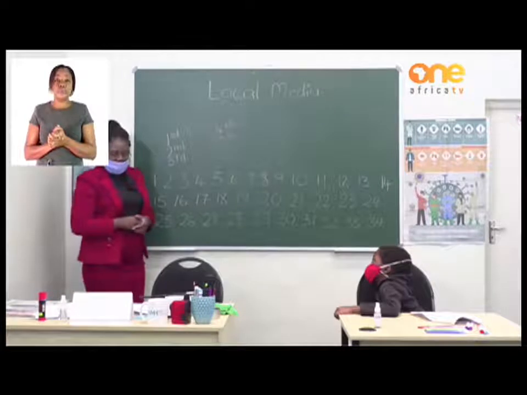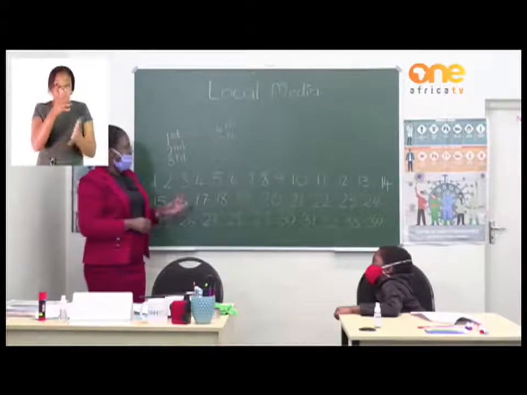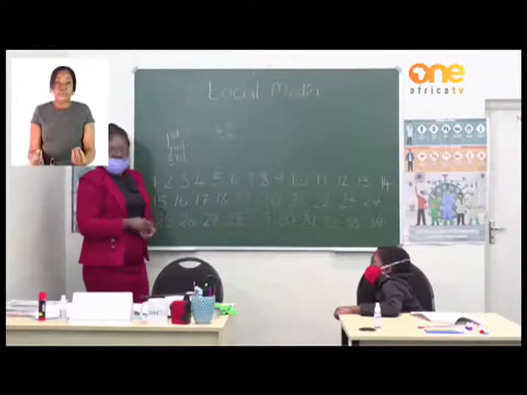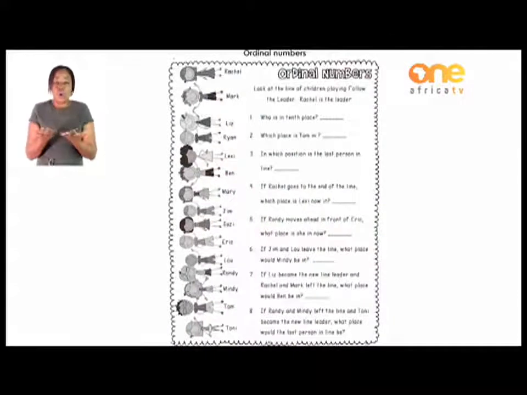So now we're going to look at the kids who are lining up there and check their positions which they are holding as they are standing in that queue. Let's go back to our page 4 and fill in the ordinal numbers in their position which they are holding. It says, look at the line of children playing, follow the leader. Rachel is the leader. Do you see Rachel? Rachel is the first child.